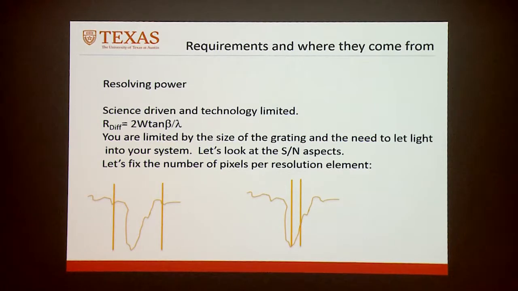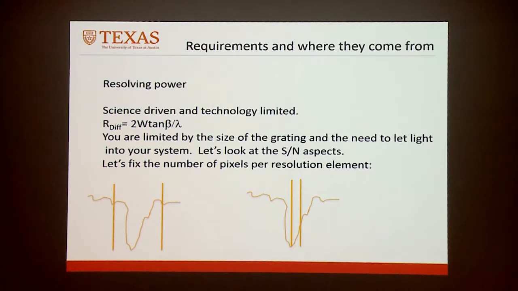So the resolving power, that is how finely you want to cut up the spectrum, is driven by a number of things. It's driven by science, and it's driven by technology. The diffraction limited resolution is given by the width of the collimated beam in the instrument times the angle at which it's hitting the grating, divided by the wavelength. This is essentially the number of waves of delay between the leading edge of the beam and the trailing edge of the beam. When you send the light onto the grating, the light hits one end of the grating first and then hits the other end last, and the number of waves of delay on the round trip gives you the diffraction limit of resolving power.